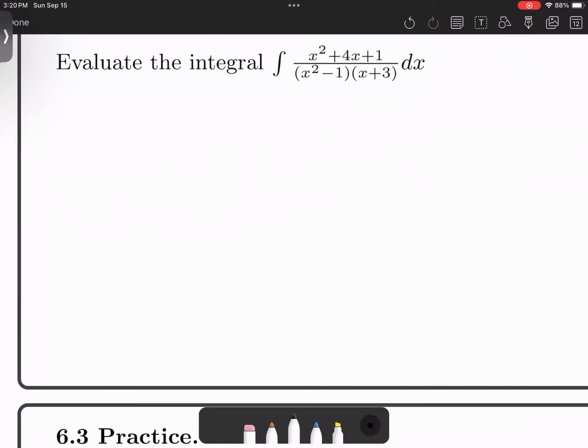Now, our whole job is to integrate this rational function, x squared plus 4x plus 1 divided by x squared minus 1 and x plus 3. So I'm going to ignore the integral now and just work on simplifying the integrand. x squared plus 4x plus 1 over x squared minus 1 and x plus 3. So our first job is to factor the denominator as much as possible.